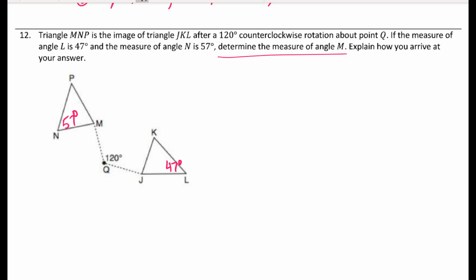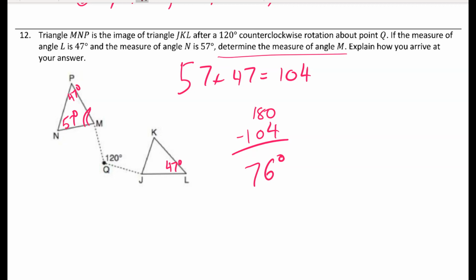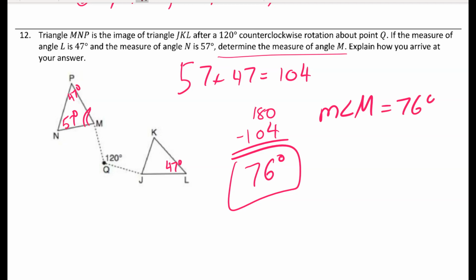So that's the first thing we're going to do. If I'm thinking about this as a rotation, L should coincide with P if I were to rotate this back. So I know angle P also has to be 47 degrees. Now if I want to find the missing angle of a triangle, I know the interior angles should sum to 180. So if I do 57 plus 47 to get 104, and then subtract that from 180, I find that the missing angle should be 76 degrees. So the measure of angle M in this case is just 76 degrees.